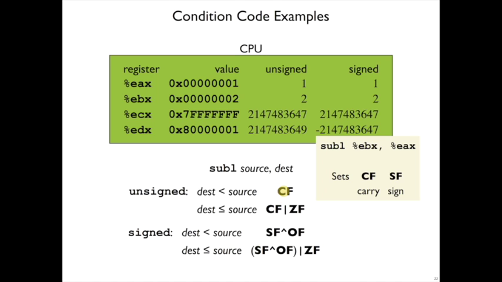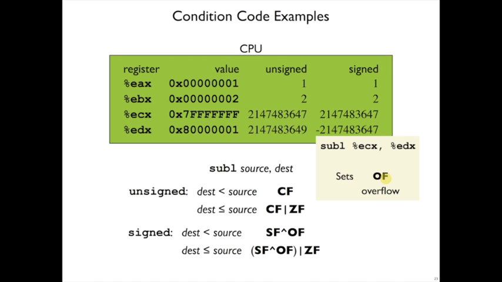And we see that CF is set, so unsigned, it really is less than. And in the signed case, we have SF is set and not OF, so the exclusive OR is true. So this interpretation of the flags correctly concludes that the value of EAX is less than the value of EBX.